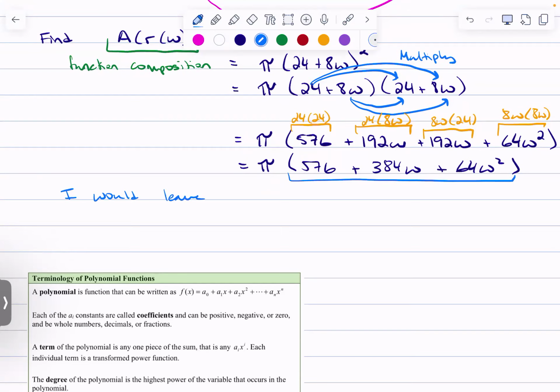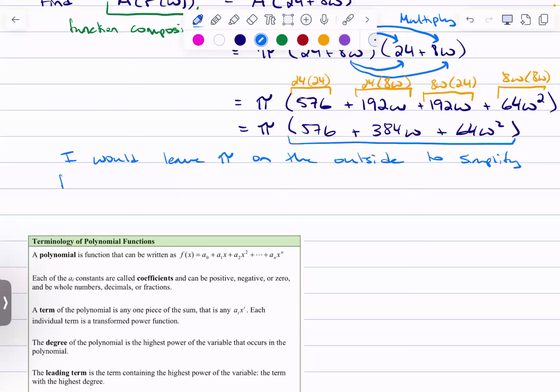I would leave pi on the outside to simplify future calculations of A of R of W. It's up to you. You can bring that pi inside. That works too.